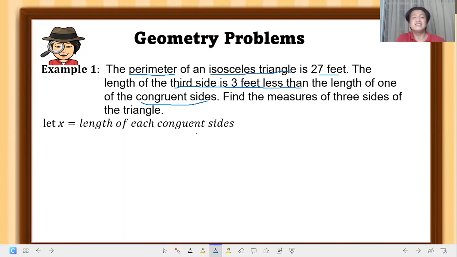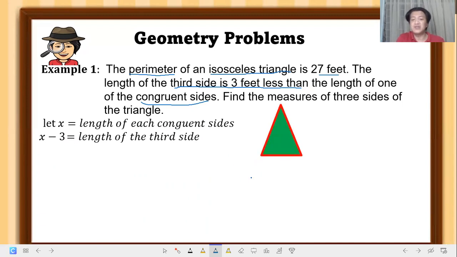Okay, what are the three sides of the isosceles triangle? Okay, let x is equal to the length of each congruent side, and yung kanyang third side naman, to represent that is x minus 3 because of the word 3 feet less than. Kaya i-minus mo lang yung 3 doon sa length ng bawat congruent side niya. Okay, ito yung figure ng ating isosceles triangle. So ito, they are congruent. Parehas yung measure nito. Yun yung property ng isosceles triangle. And yung third side natin, ito yon. Ibig sabihin, iba yung sukat nito.